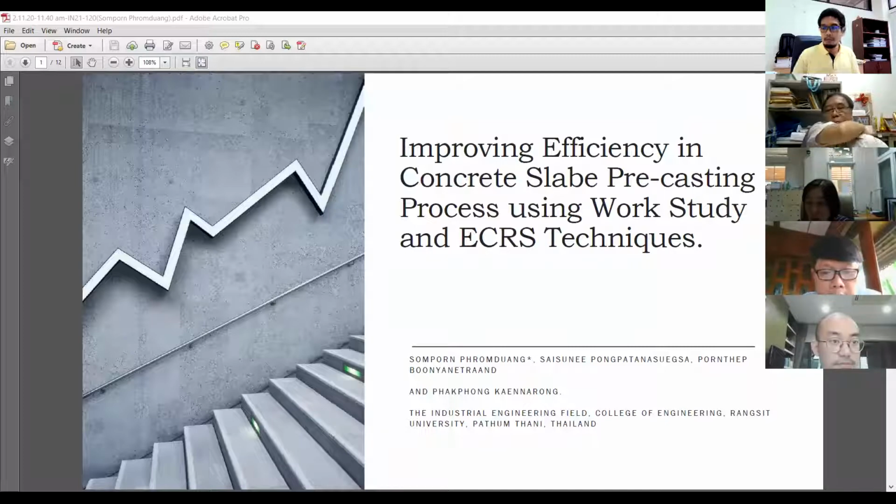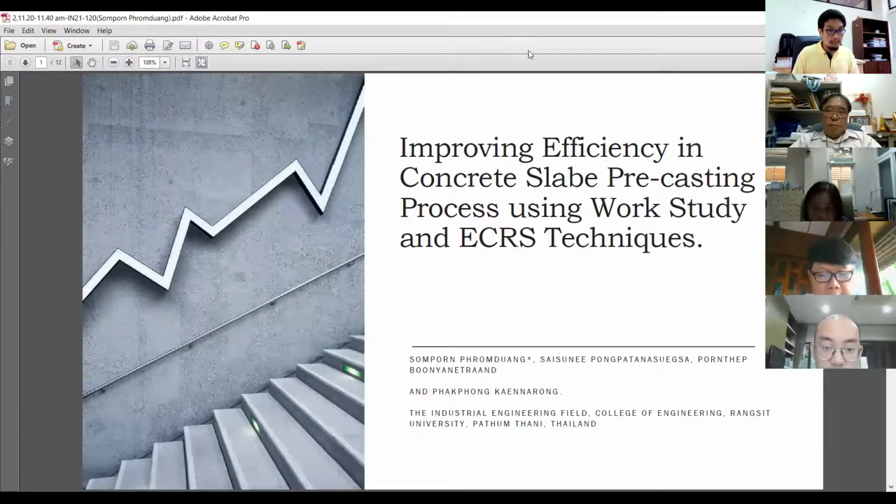Today, I would like to present my paper. The topic is improving efficiency in concrete slab precasting process using work study and ECRS technique. My team is Dr. Sumpon Saisuni and Pontep.